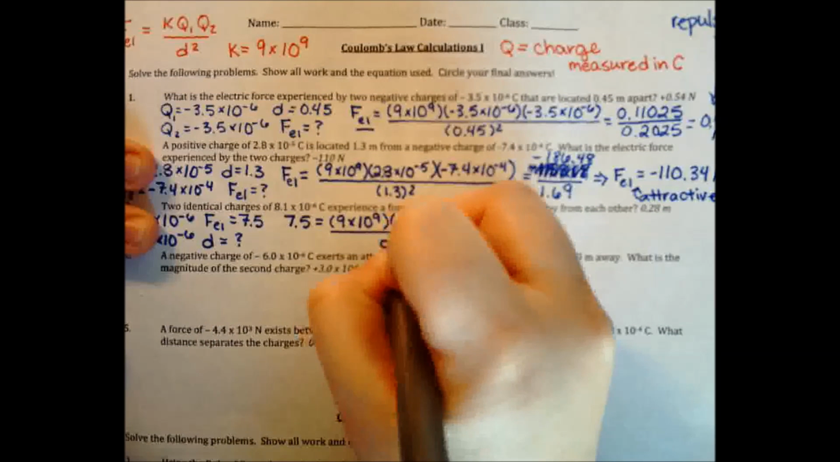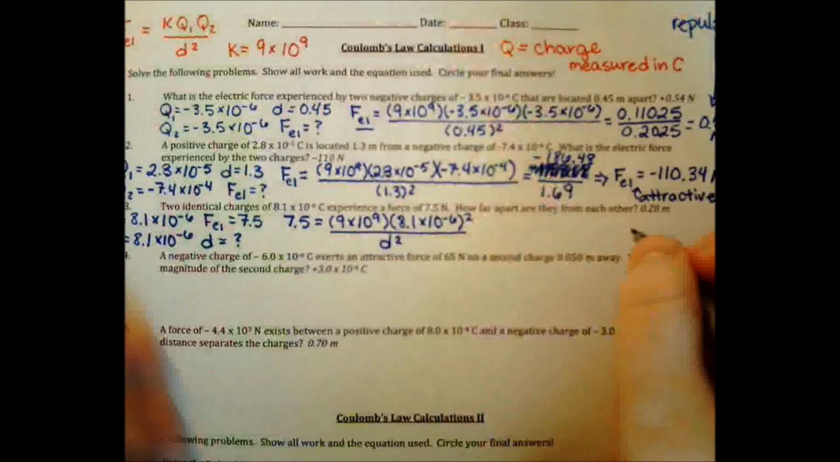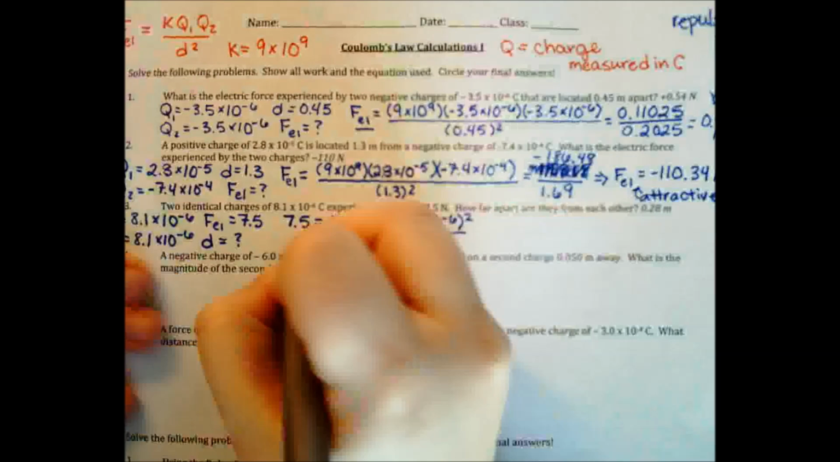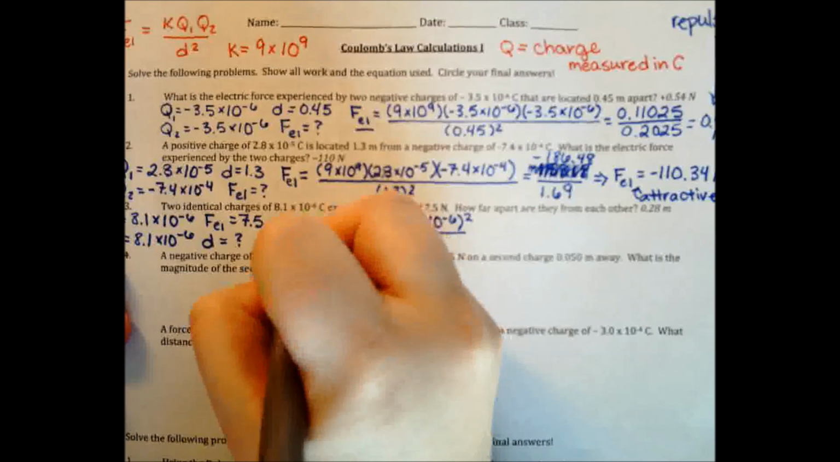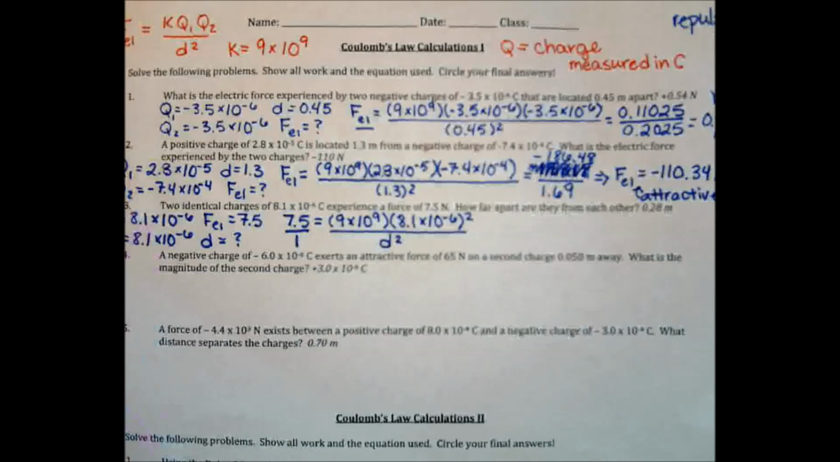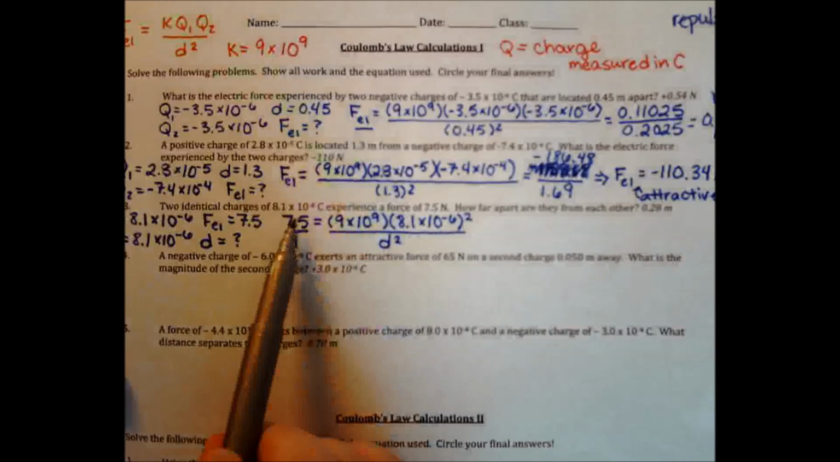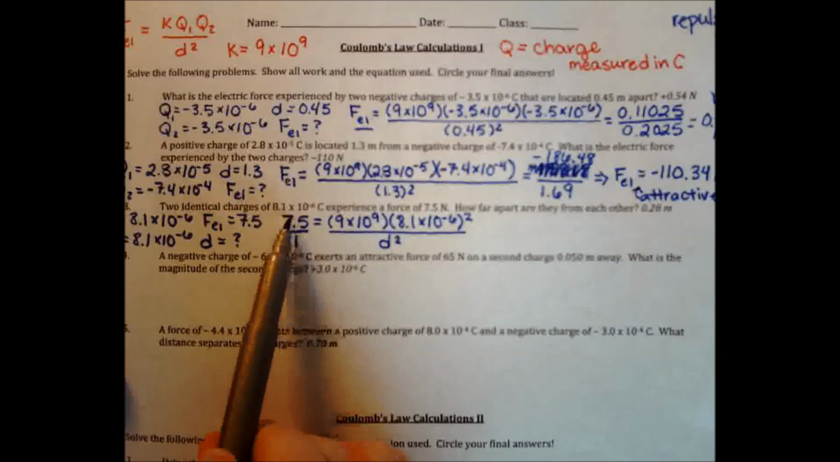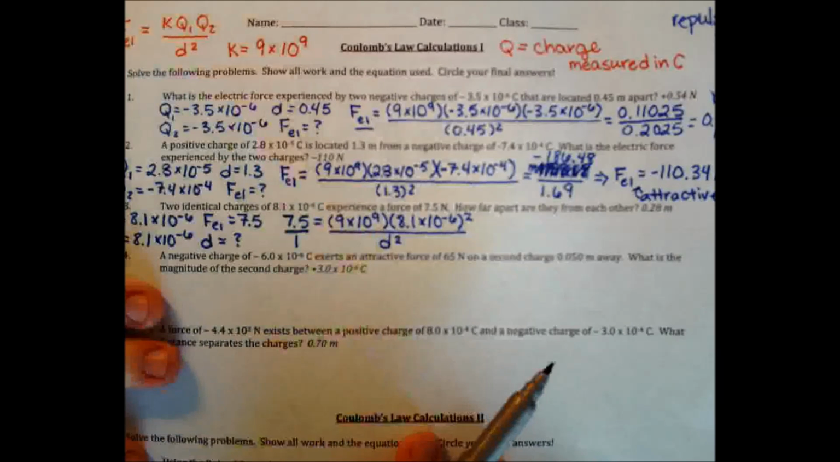When you're looking for the distance, and it is squared, and it is in the numerator. Now, we need to get distance by itself, and we need to get distance in the numerator. So to do that, I'm going to cross multiply. And when you cross multiply, you end up with d squared over here and 7.5 over there.